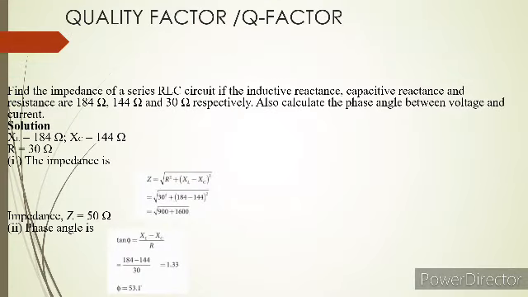So now let us find out the quality factor. It is also called the Q factor. Here I have taken the example: find the impedance of a series RLC circuit if the inductive reactance, the capacitive reactance and the resistance are 184, 144, 30 ohms. Also calculate the phase angle between the voltage and current.